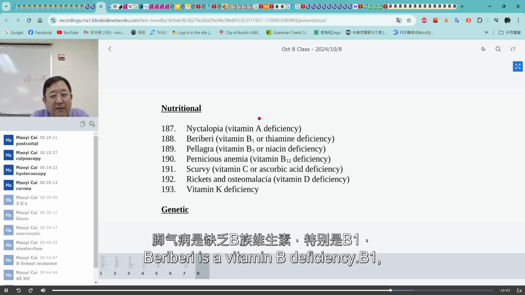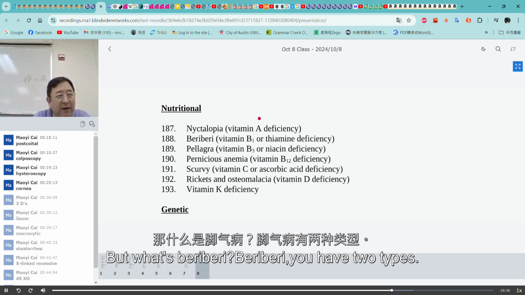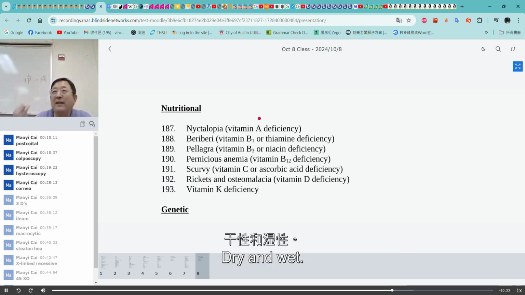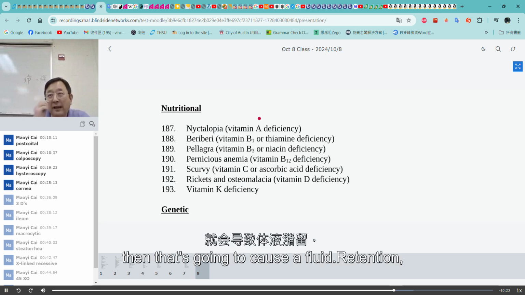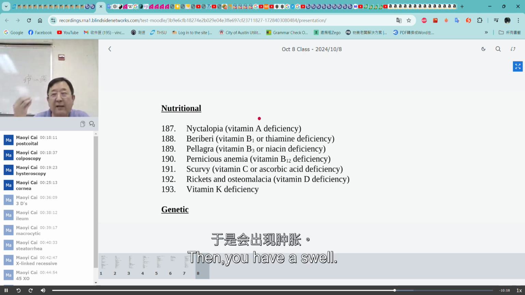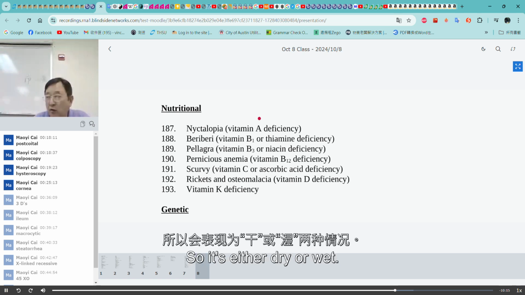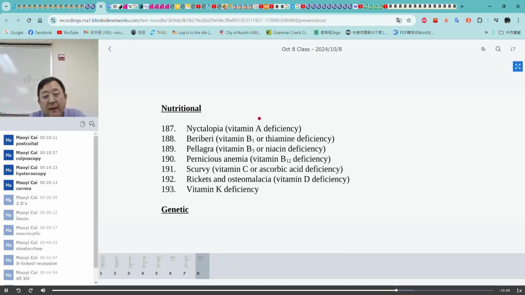Beriberi. Beriberi is a vitamin B deficiency. B1, which is called thiamine. But what's beriberi? You have 2 types, dry and wet. Dry is the nerve, so nerve function is affected. Wet is the swelling, which is the heart. When the heart fails, that's going to cause fluid retention, right? Because blood circulation is affected, then you have a swelling. So it's either dry or wet. Wet is the heart. Dry is the nerve. Yeah, so B1 deficiency, thiamine.